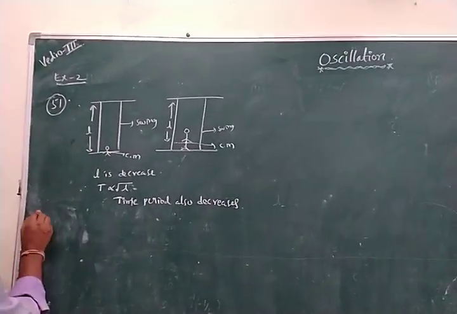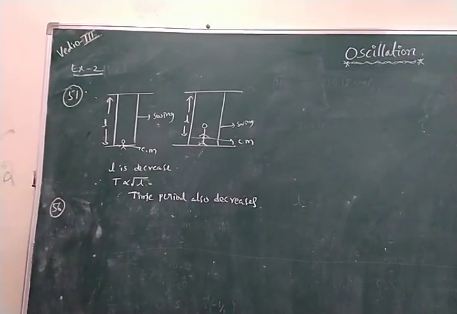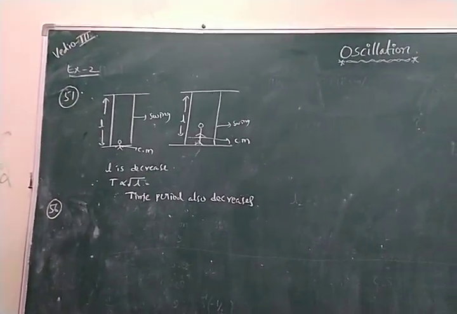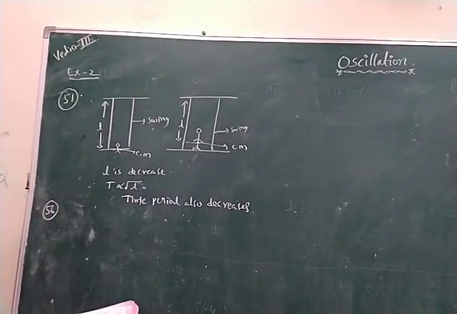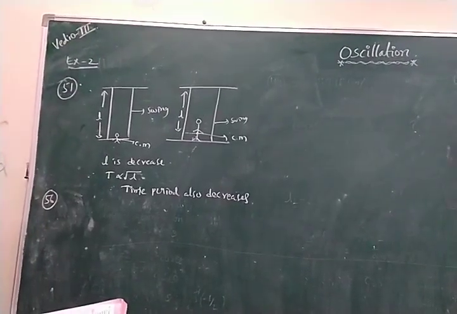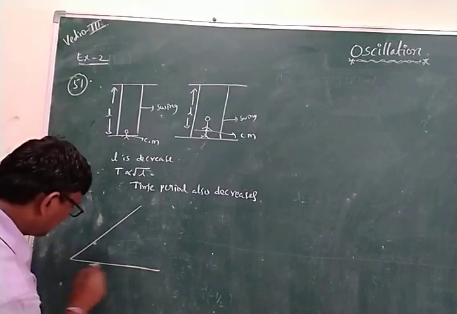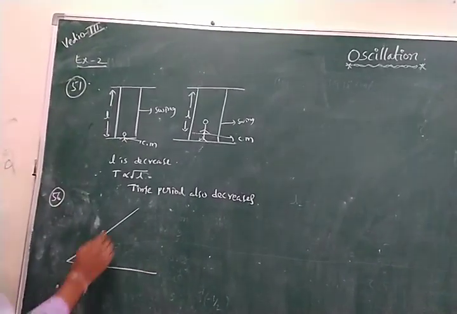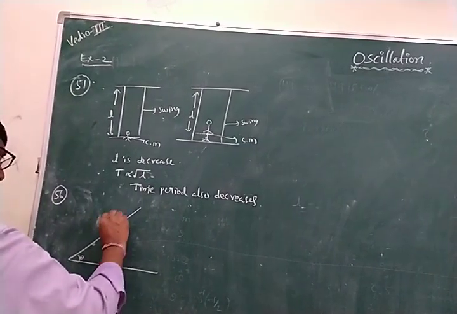Next, question number 56. The time period of oscillation of a simple pendulum of length L suspended from the ceiling of a vehicle which moves without friction downwards on an inclined plane. So this is the incline, making an angle theta. The pendulum is taken in a vehicle.